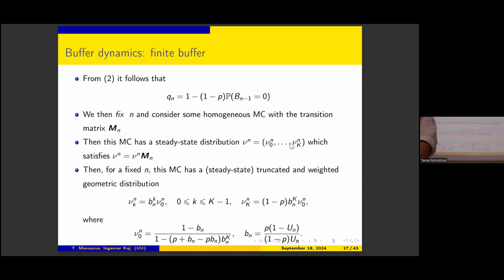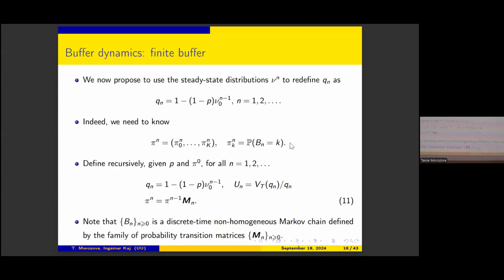So maybe you can already guess what we're gonna do next. Now we're gonna use this steady-state distribution to redefine our Qn. So now in the formula for Qn, instead of the probability of an empty buffer, we just substitute the empty probability from this new homogeneous chain.